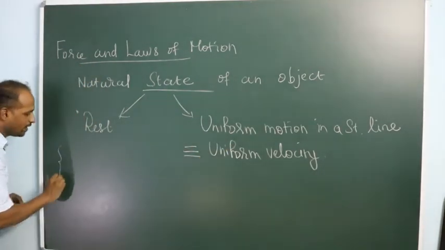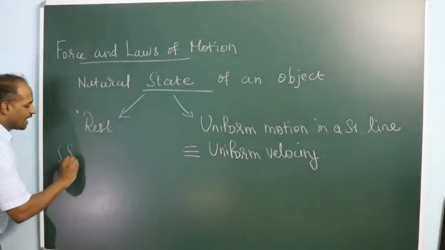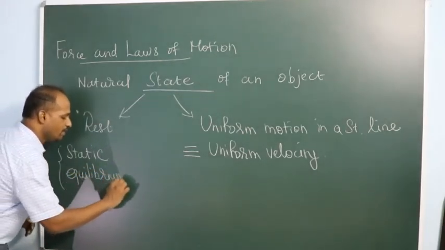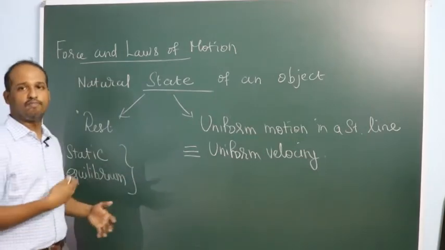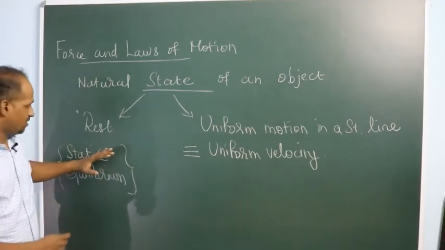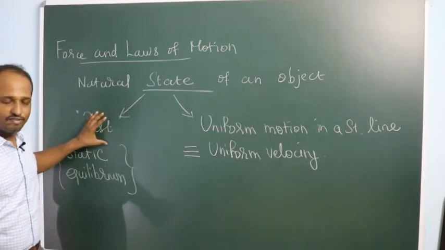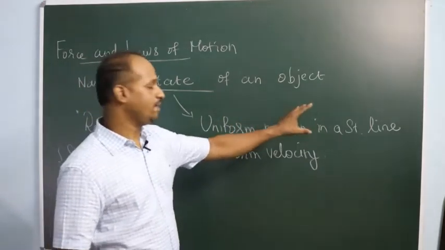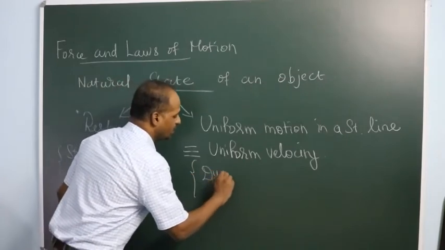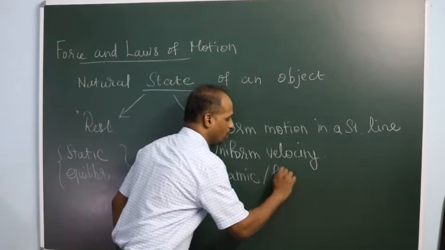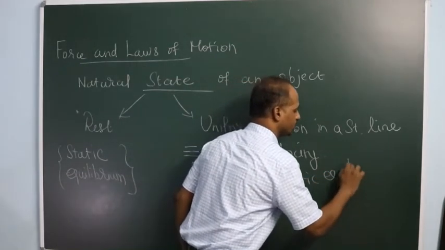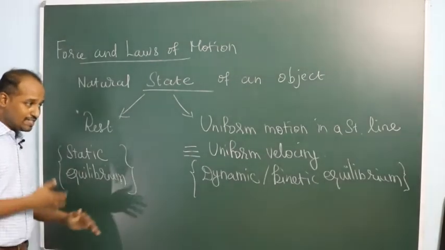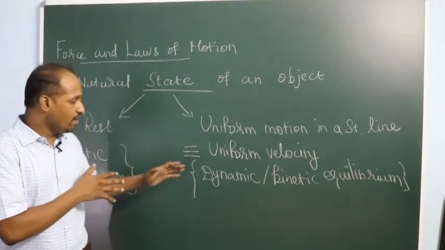The state of rest is called by a technical physics term, static. Static refers to rest: static equilibrium. I will explain equilibrium a little later, after introducing force and the concept of balanced and unbalanced forces. Just remember this: there are two natural states of an object, at rest, and uniform velocity. Uniform velocity means the object goes in a straight line with the same speed, and that is called dynamic or kinetic equilibrium. So there are two states of an object, static equilibrium and kinetic equilibrium.